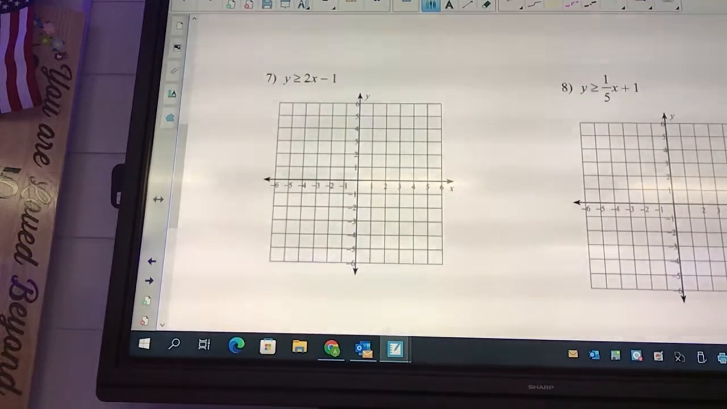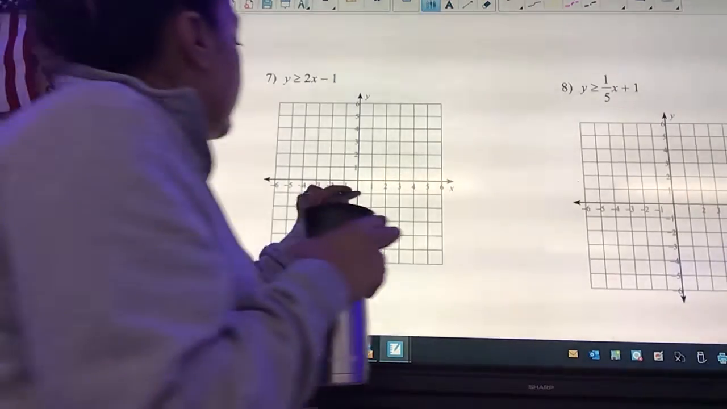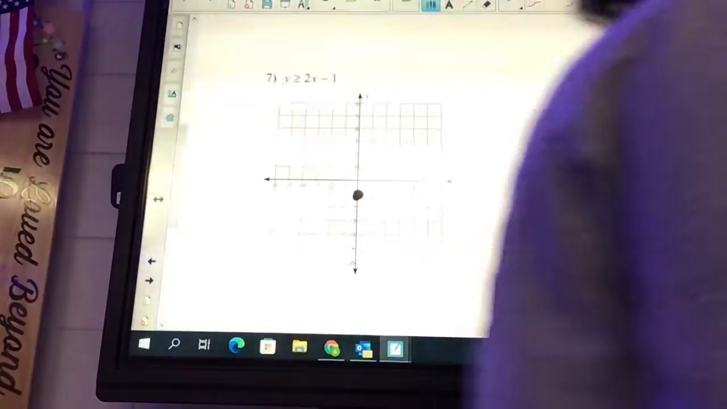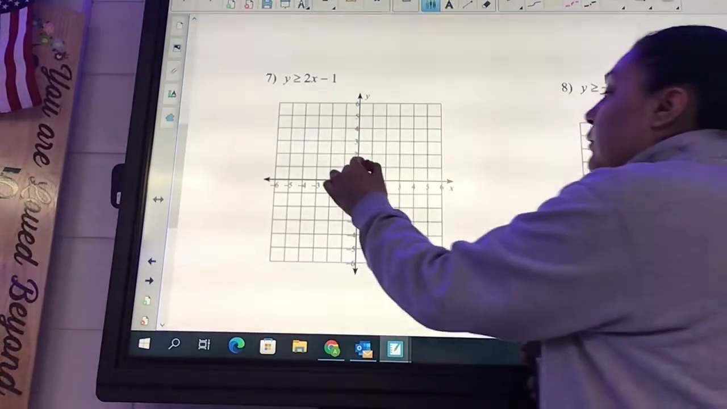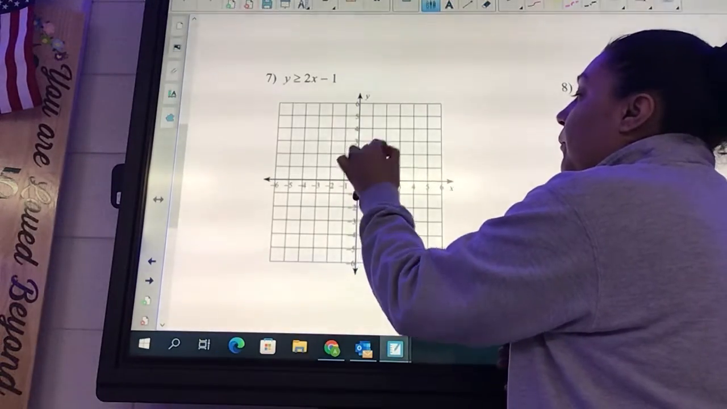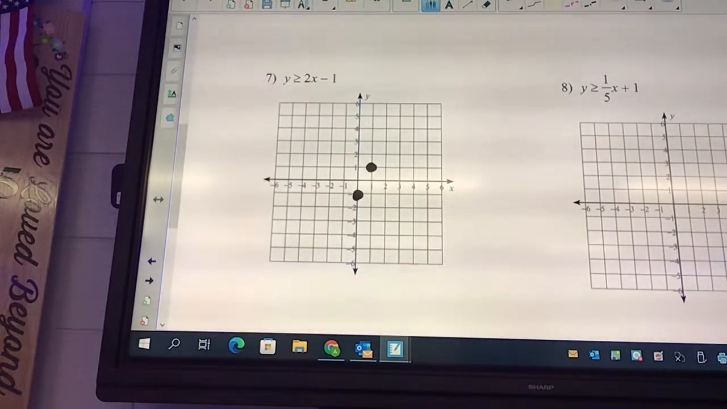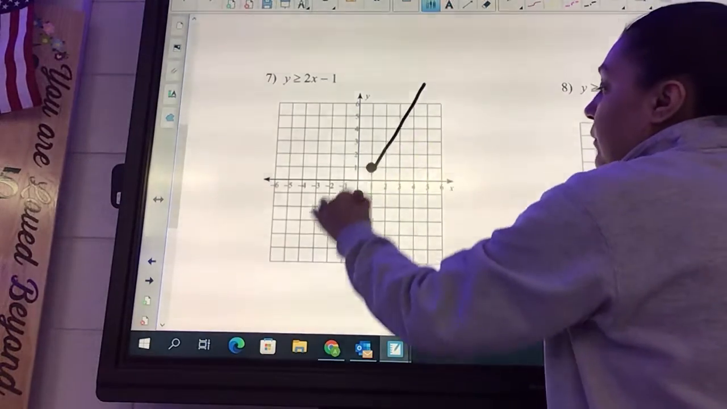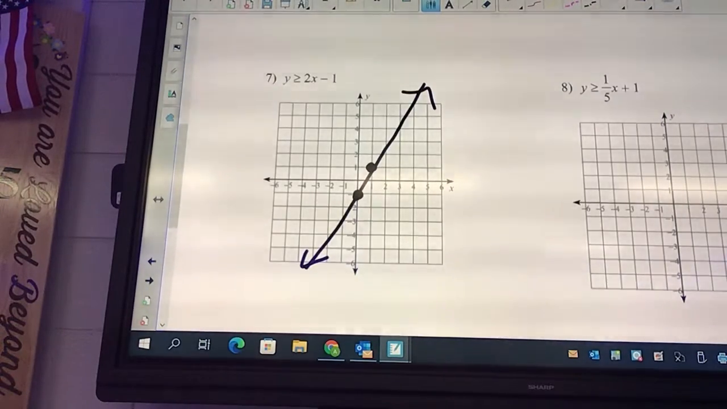Okay, look at 7. Where does it start? -1. And our slope is what? 2/1. So you're going to go up 2 over 1. Solid or dotted? It's got to be a solid line. And then it says y is what? Yeah, greater than, bigger than. So we're going to shade above or below? Above.